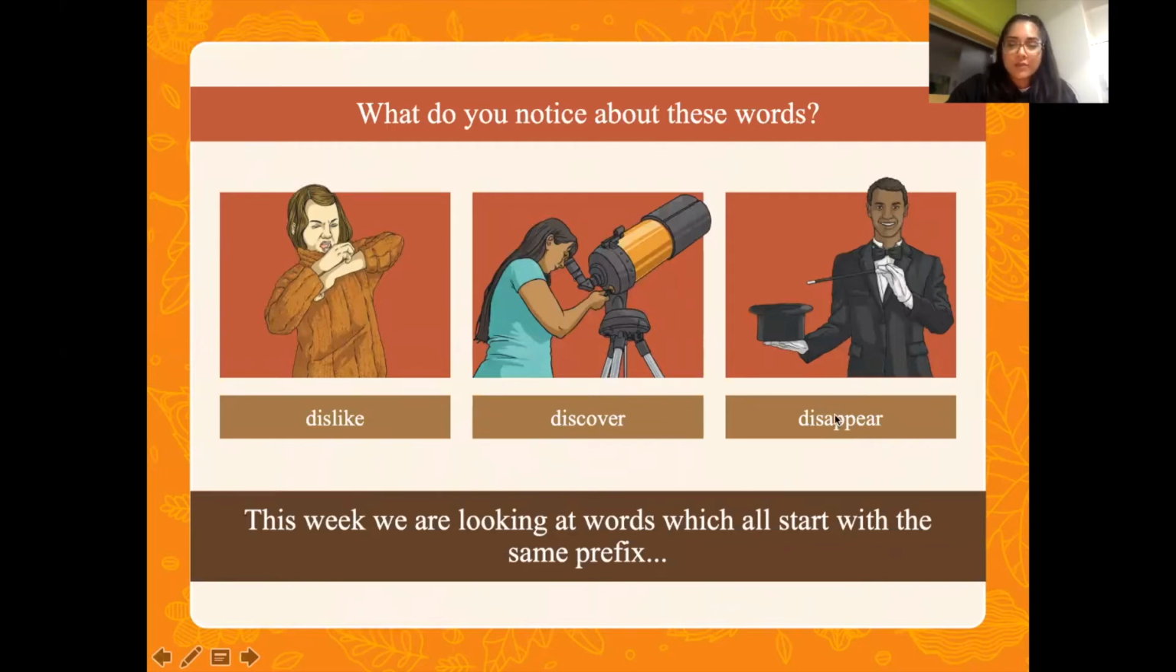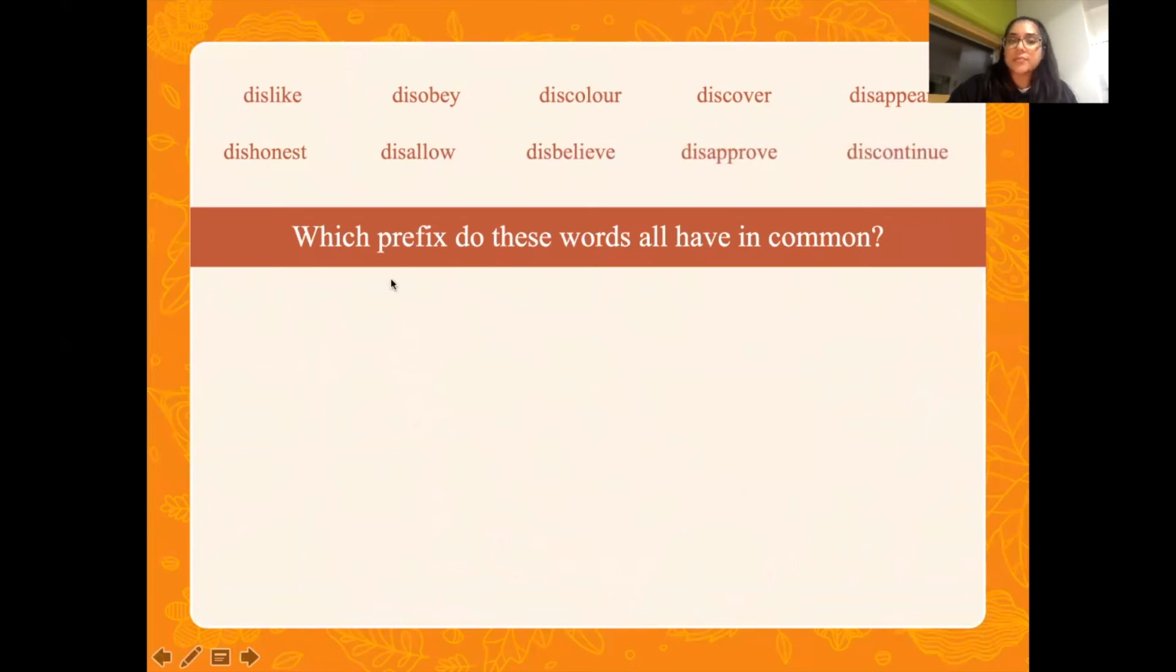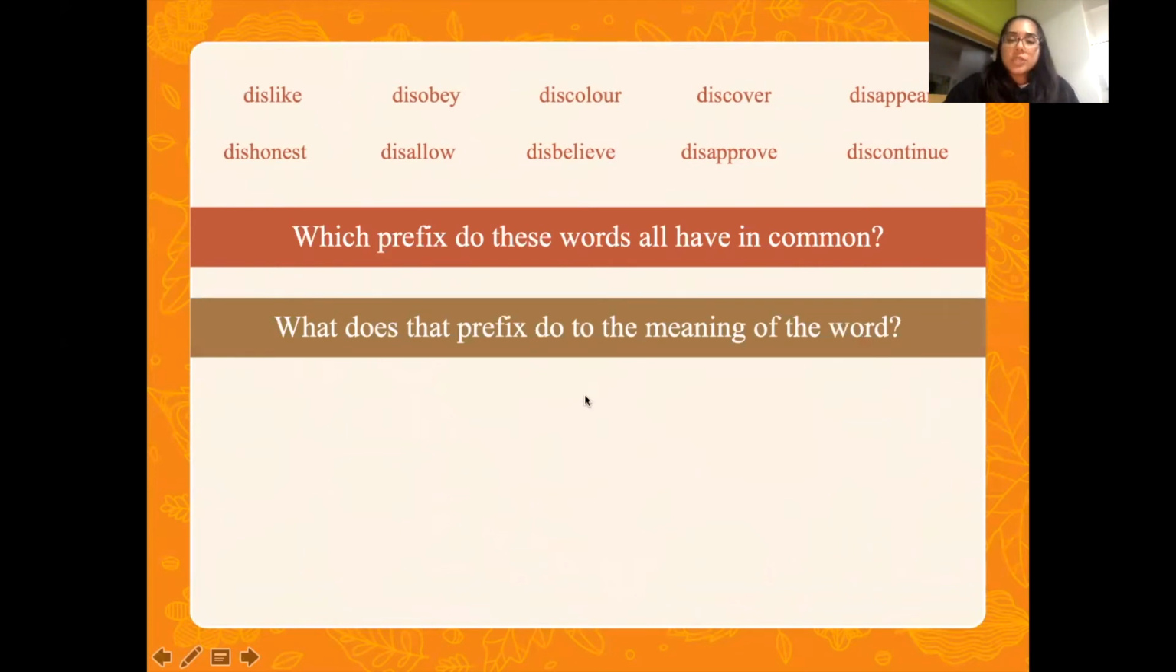We are looking at the prefix dis, and these are words that all have the prefix. So here are some more words: dislike, disobey, discolor, discover, disappear, dishonest, disallow, disbelieve, disapprove, discontinue. Which prefix do these all have in common? We've already gone through this. Yes, it's the prefix dis. Now, what do you think the prefix dis means? Pause the screen and have a think. What do you think it means?